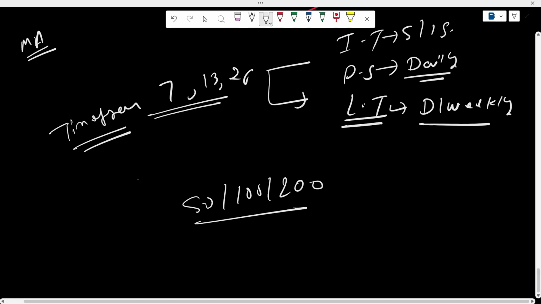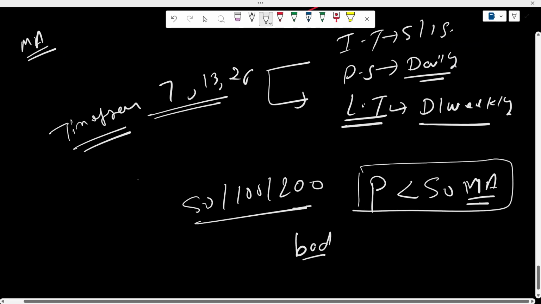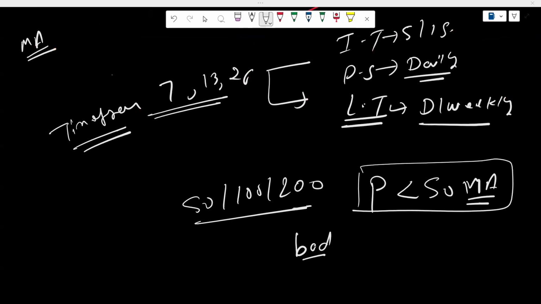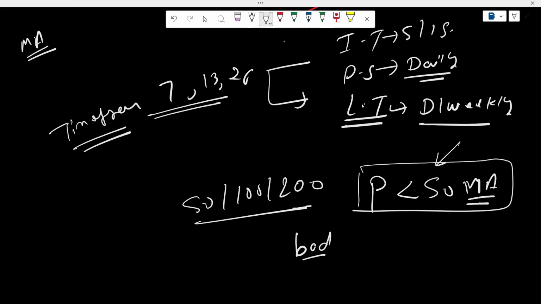Let's see what 50, 100 and 200 look like. If I ask, your price is going below the 50 moving average, is it a good sign or bad sign? It is bad, bearish. It is not just bad, it is very bad, because the 50 moving average means you are considering the last 50 days of data, and your stock is crossing all those last 50 days of closing prices, so it is a bad sign.